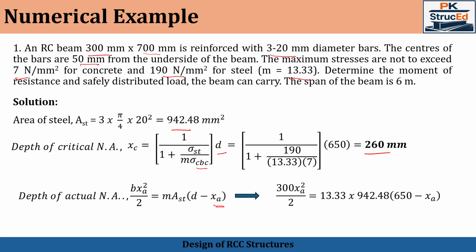Once this equation is solved, we get the value of xa, which comes around 195 mm, which is less than 260 mm, the critical depth of neutral axis. From this comparison, we observe that the steel reaches its permissible stress before concrete. Hence, the section is classified as an under reinforced section.